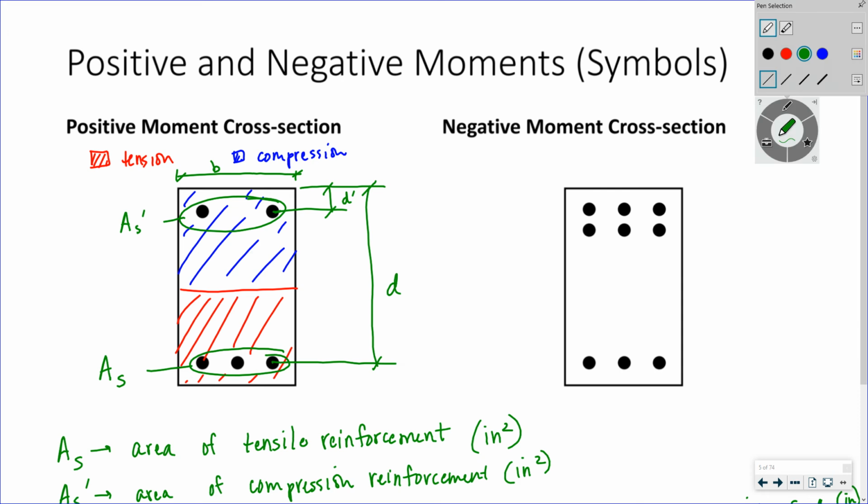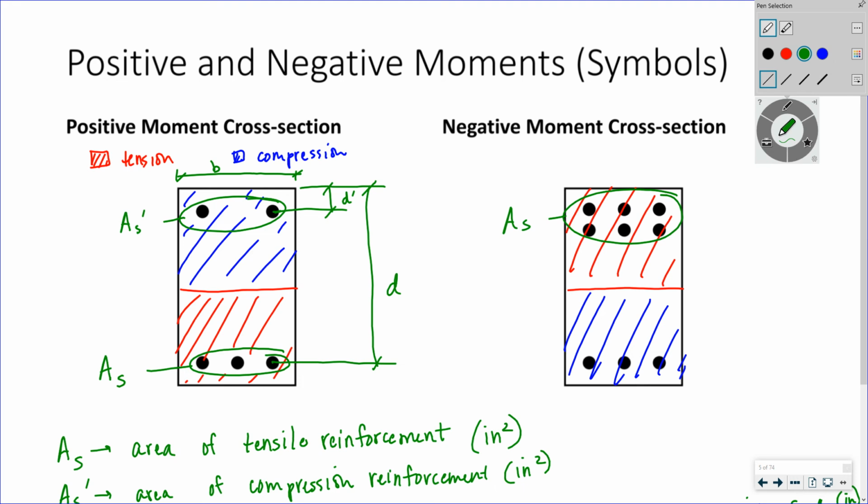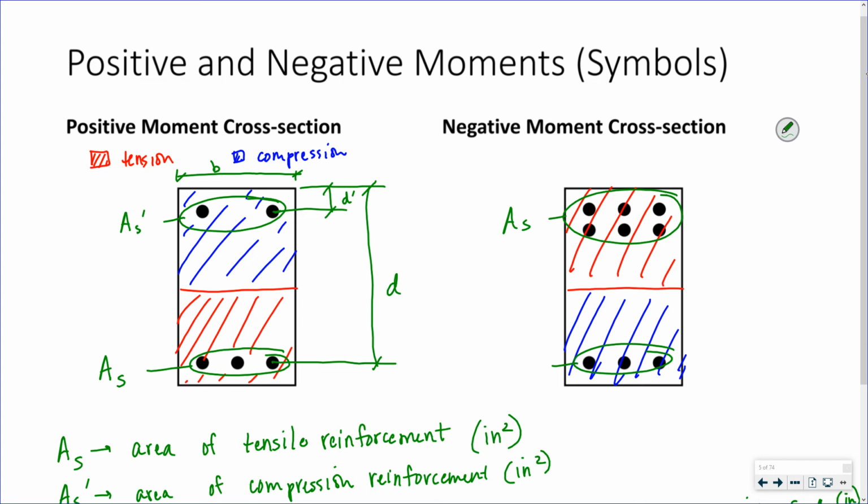If I look at the negative moment cross section, everything is the same, just upside down. This part is in tension in the top, compression in the bottom. My area of tensile steel, here I have 6 bars. I have 3 bars in the compression side.